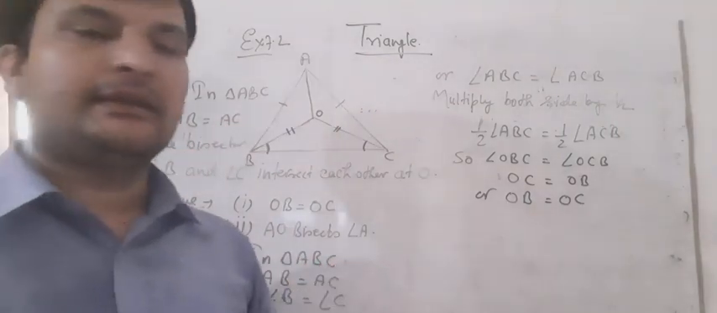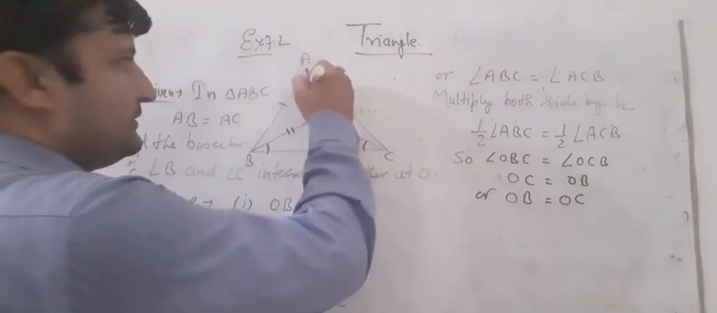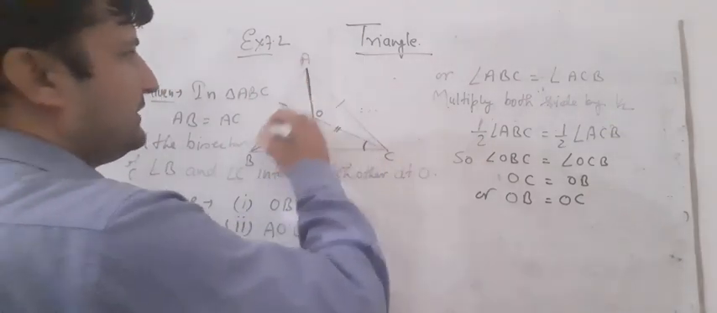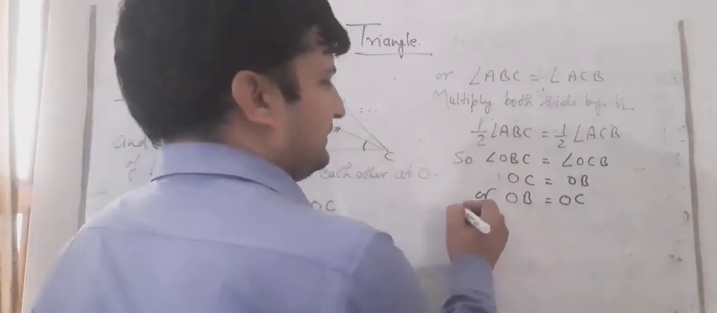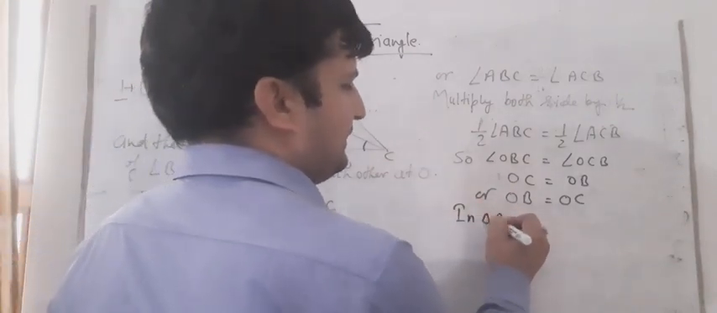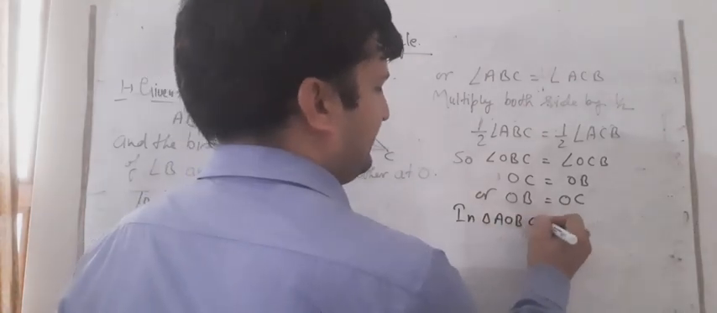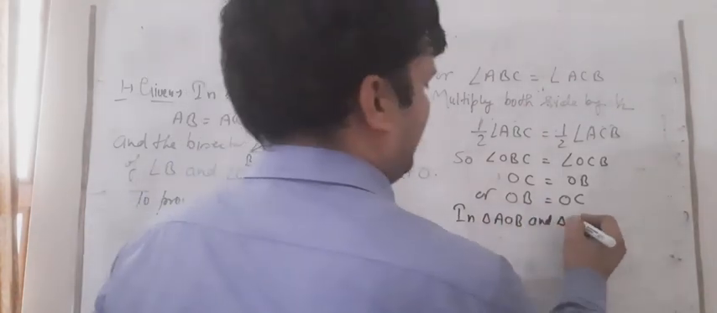AO bisects angle A. AO is here, students. AO is here. So it means we can take triangle AOB and triangle AOC.